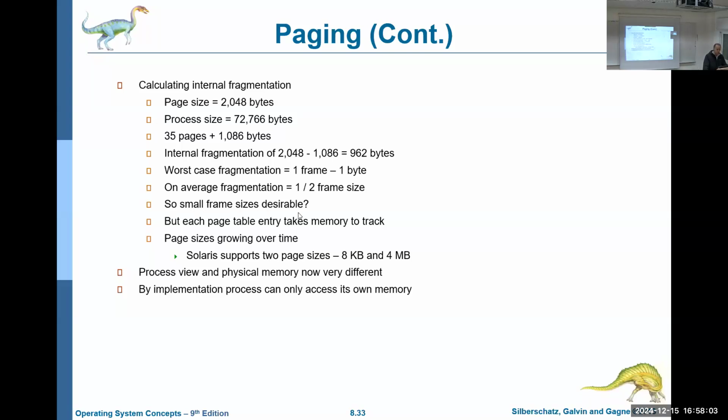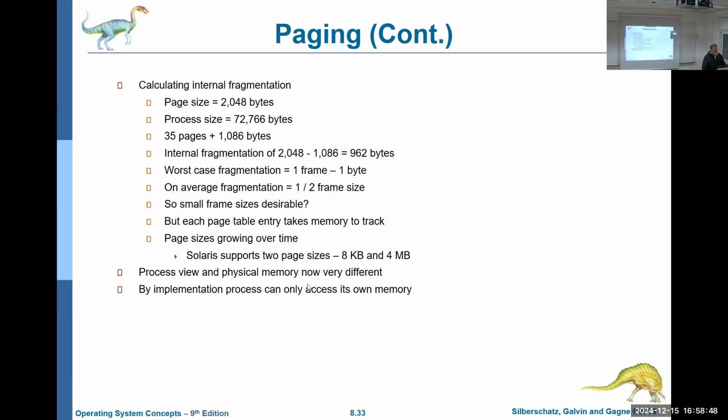So small frame sizes should be desirable. But each page table entry takes memory to track. As we said, page sizes grow over time. What he's saying is that 20 years ago, the page size might have been 512K. Now it's more like a megabyte, or maybe half a megabyte, it grows slightly. Still don't want it to be too big, but let's say it's a megabyte on average. Solaris supports 2 page sizes, that's what I mentioned to you. Solaris, an operating system for Unix, had an 8 kilobyte one and a 4 megabyte one, very large page.